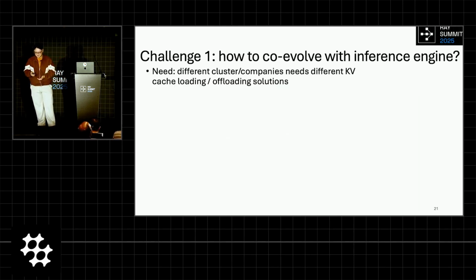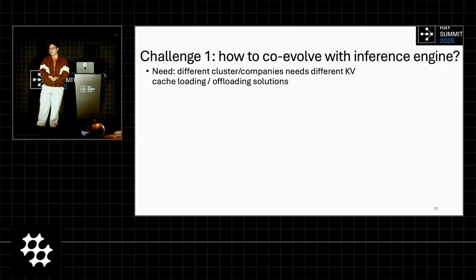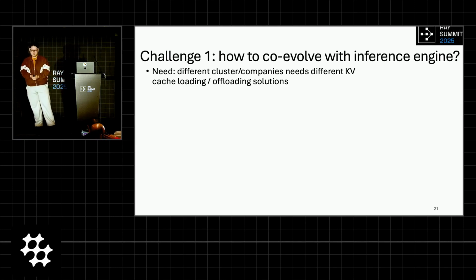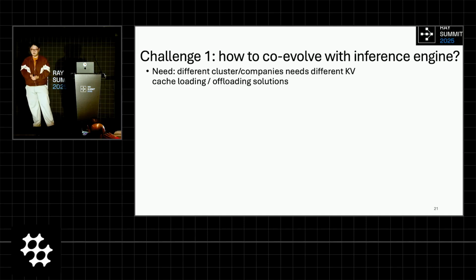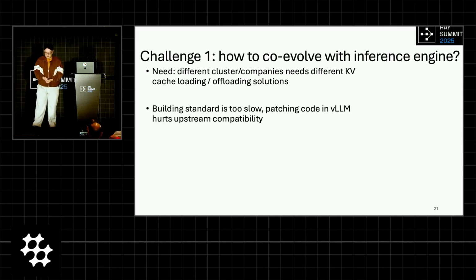OK. So the first challenge is how do we co-evolve with the inference engine? And this is really based on a practical need. The need is that different clusters and different companies need different KV cache offloading or loading solutions, because their clusters are just different. They need different solutions.